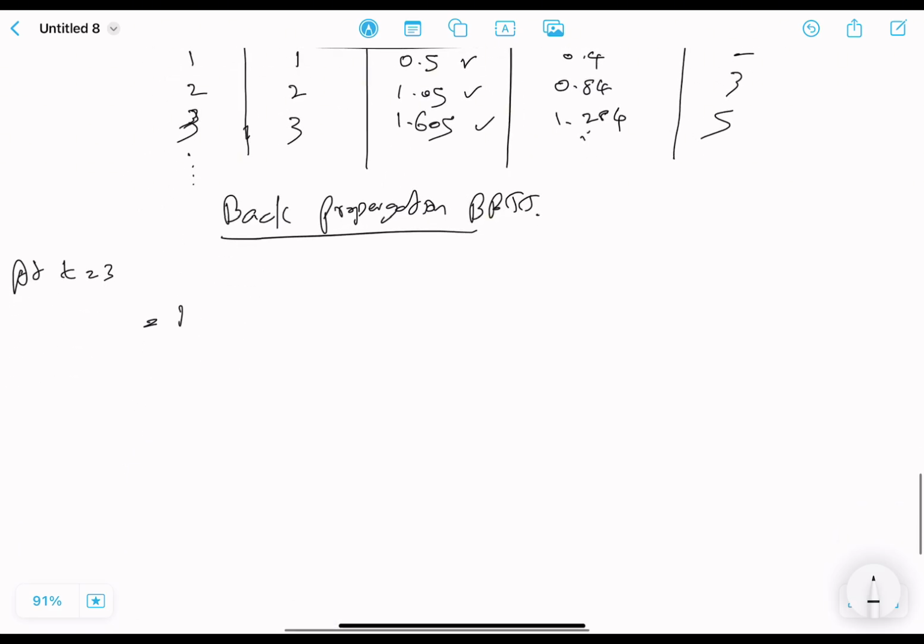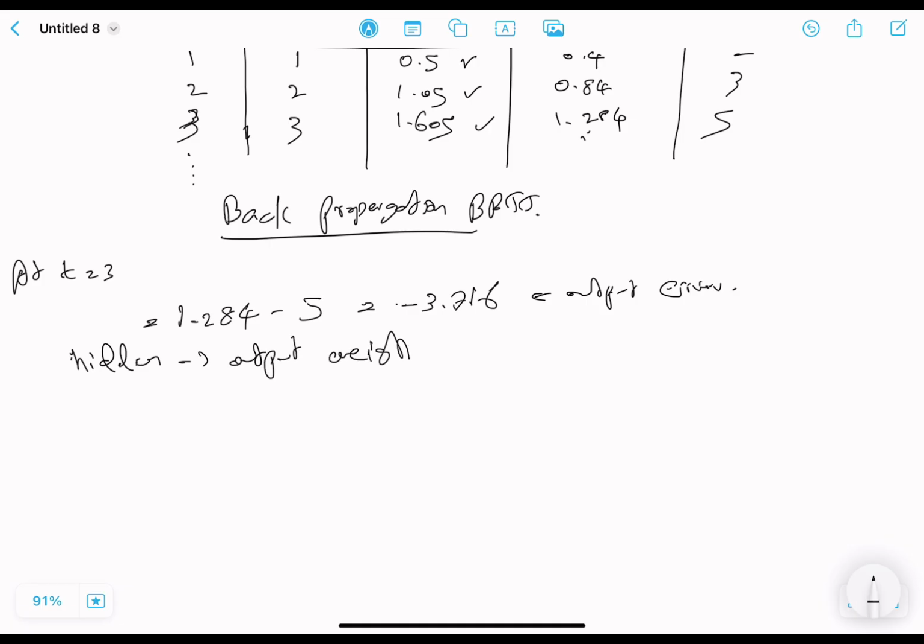1.285, 1.284 minus 5, minus 3.716. So this is the error. This is the output error at t3. And now let's see the hidden to output weight update, right?